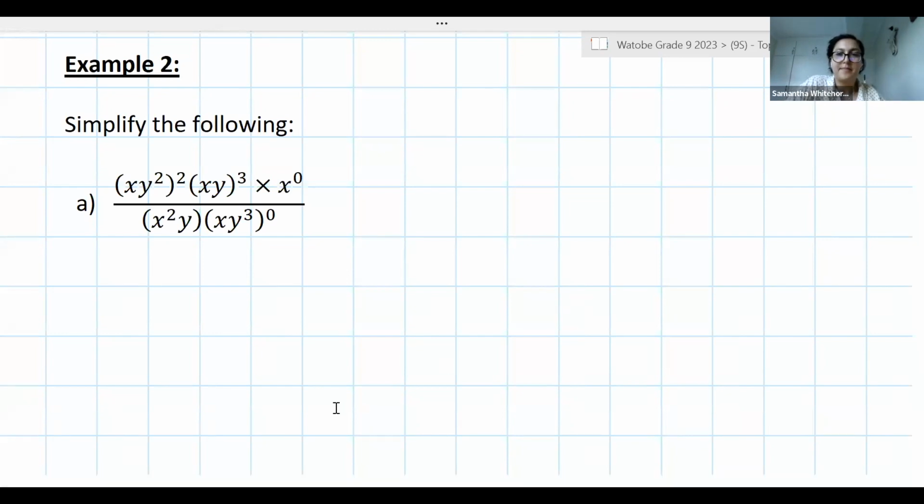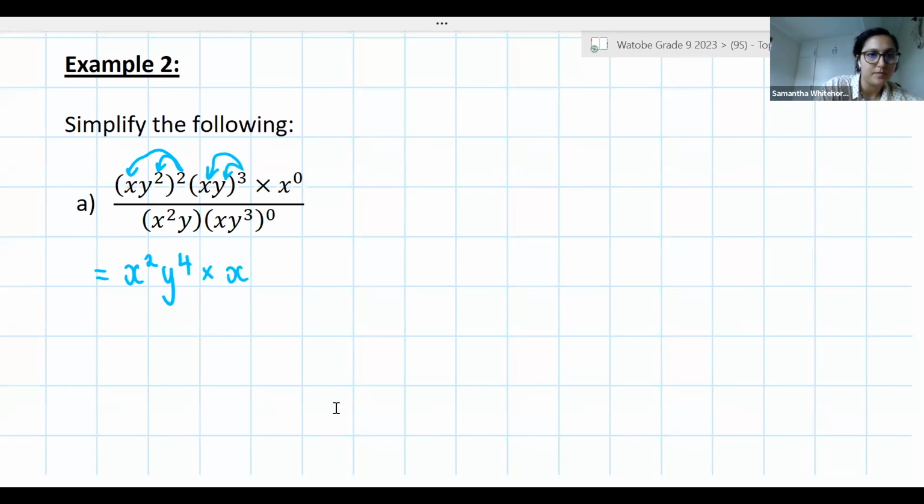Manentle, are you wanting to try? Yes, ma'am. Okay, I'm ready. So we distribute the 2 to the x and the y, and then it's x to the power of 2 and y to the power of 4, and then we times it by x to the power of 3 and y to the power of 3, because we distributed the 3 to the x and y. Excellent. And then, ma'am, that would be x to the power of 5 and y to the power of 7.